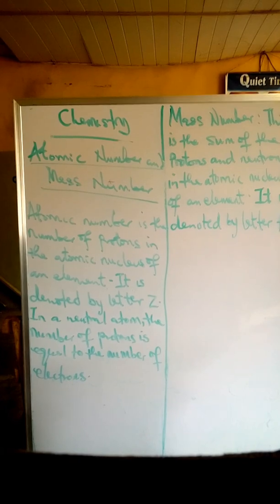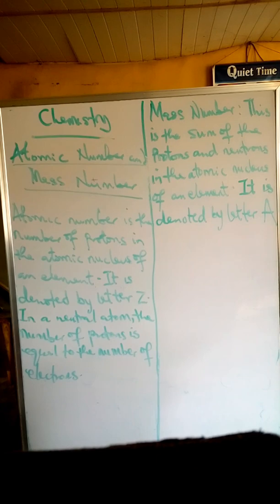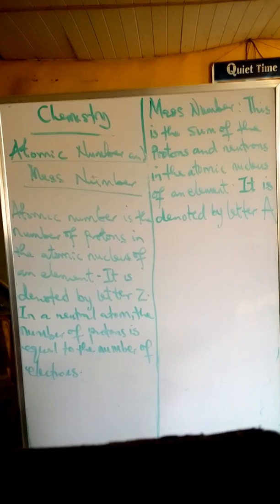When you talk about the mass number, this is the sum of the protons and neutrons in the atomic nucleus of an element. It is denoted by the letter A.